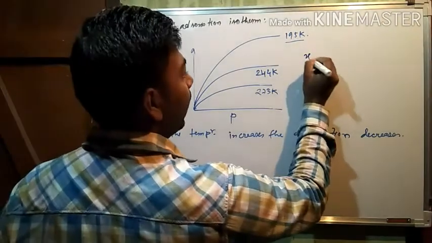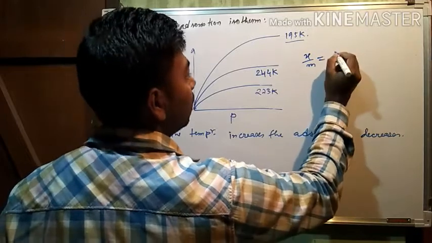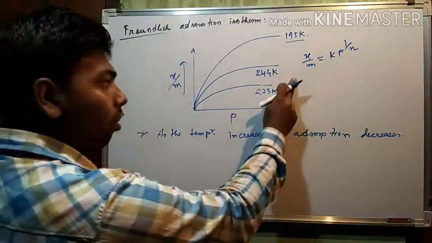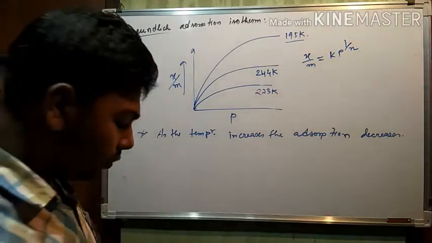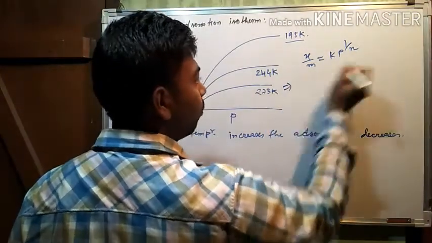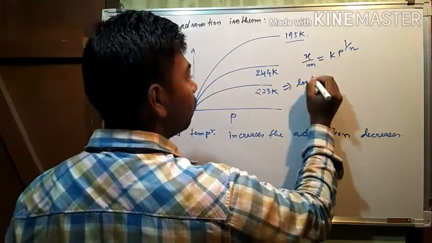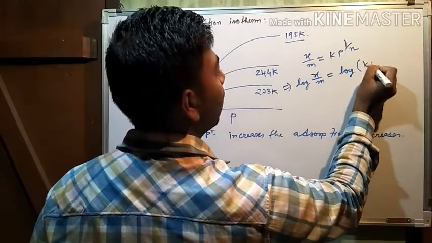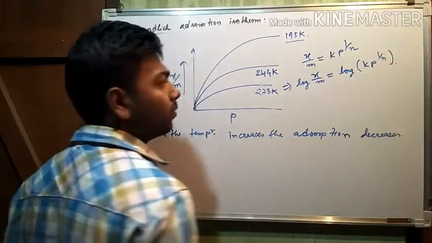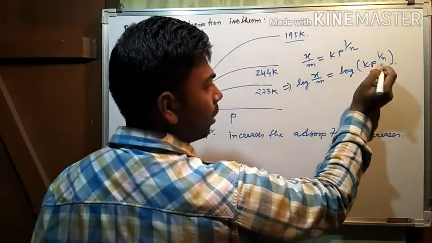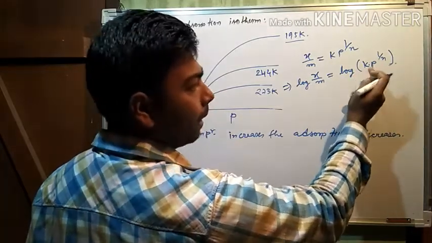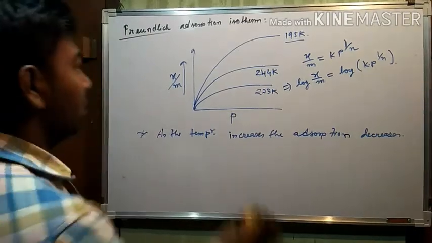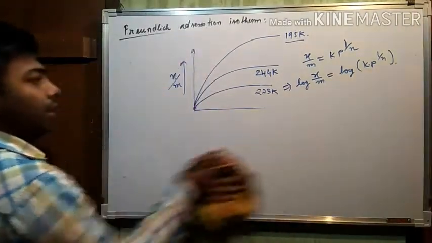Next, now what do we know? We know x by m equal to k p to the power 1 by n. Now if we take log on both sides, it becomes log of x by m equal to log of k p to the power 1 by n. Suppose we take this one quantity and this another quantity, log of a into b formula we can apply, no?